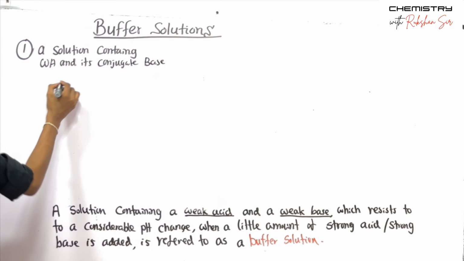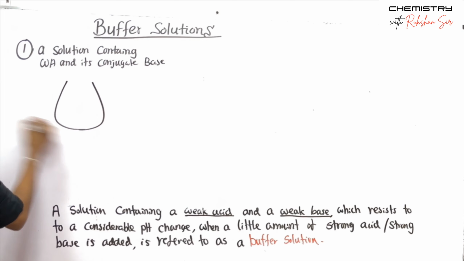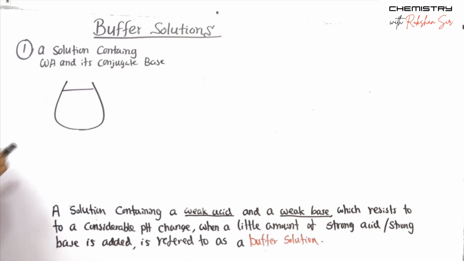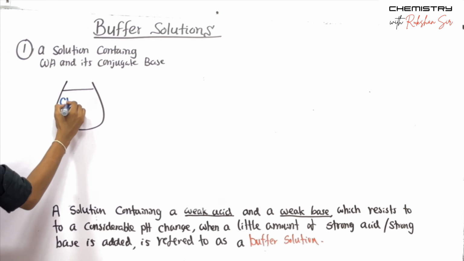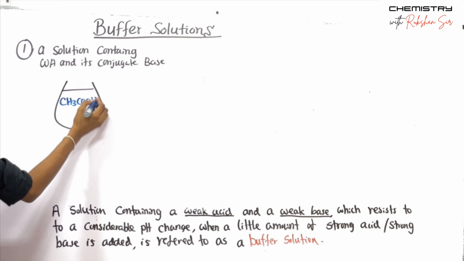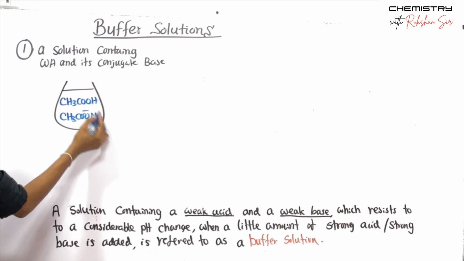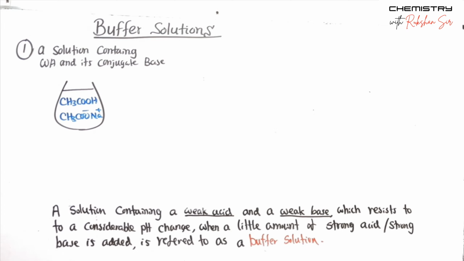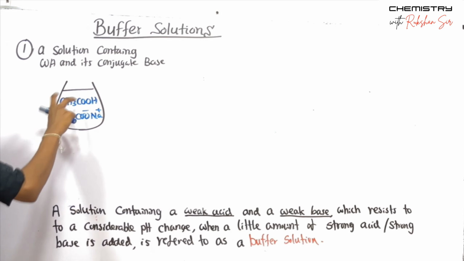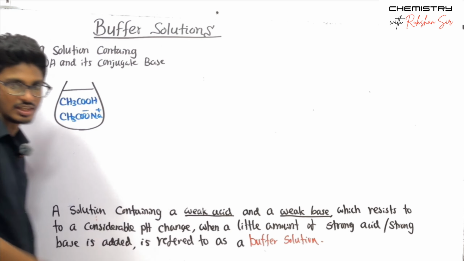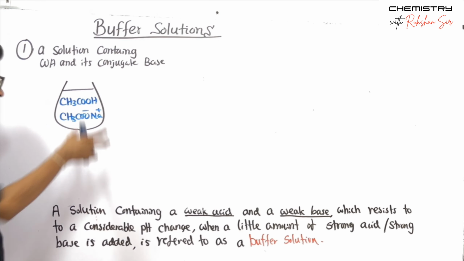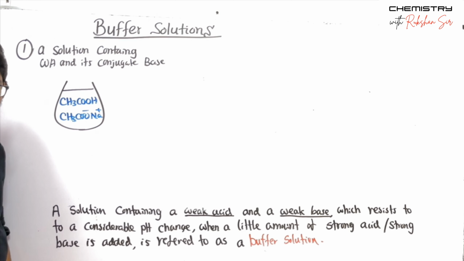If you need an example, a solution containing CH3COOH, the weak acid, and CH3COO minus Na plus, the conjugate base. So weak acid and its conjugate base. The conjugate base is also a weak base, so that fulfills the requirement needed to consider a solution as a buffer solution. This is one kind of buffer solution.